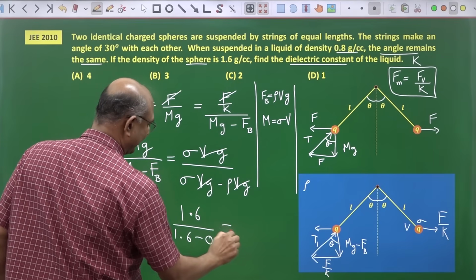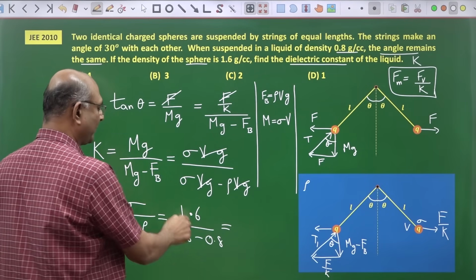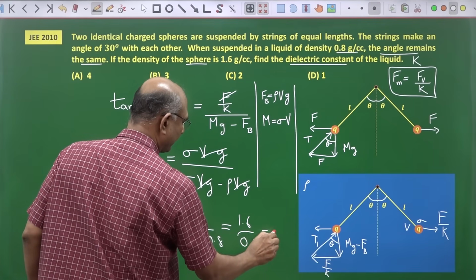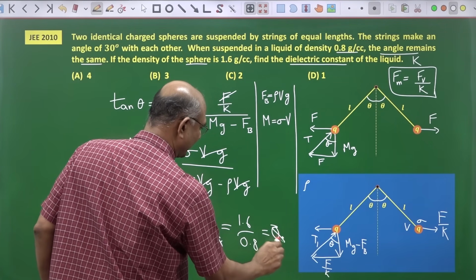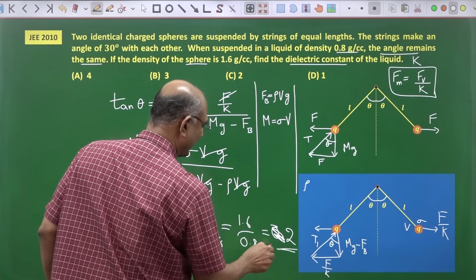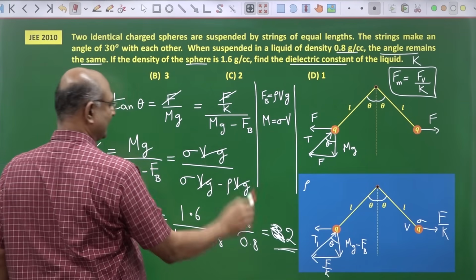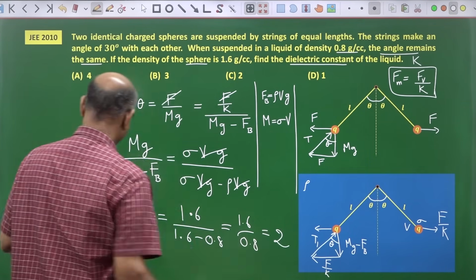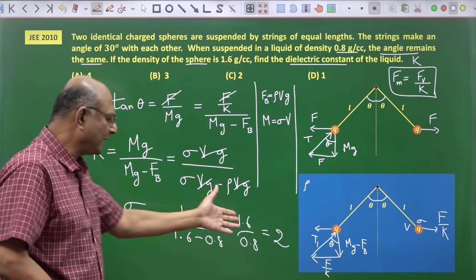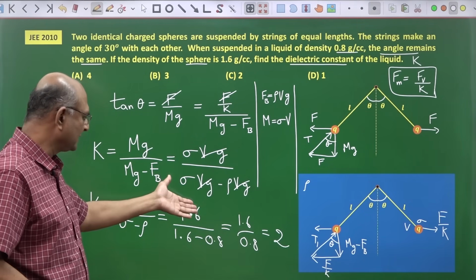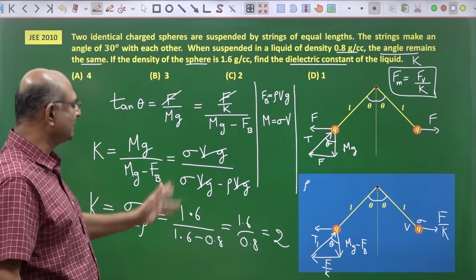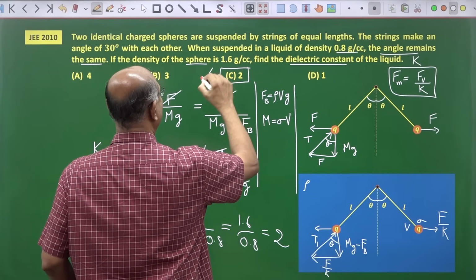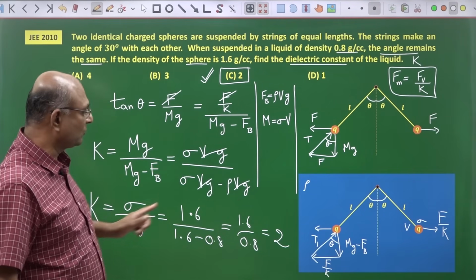So 1.6 by 0.8, right? 1.6 minus 0.8 is 0.8. 1.6 by 0.8 is 2. Not 0.2, just 2. Okay? So let me erase that and write it. So this is 2. K is a number, right? Ratio of grams per cc, so no units. K is 2. So the dielectric constant of the liquid, the answer is 2. K is equal to 2.